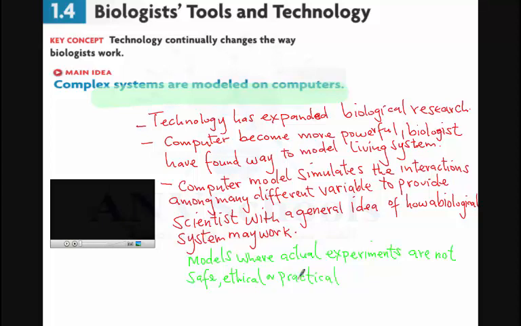So sometimes it is unethical for you to come up with something which you know will bring a rift or a problem in the community. So in this case, instead of going into that, scientists resort to computer models. The next thing that we will be looking at will be the tools of molecular genetics.